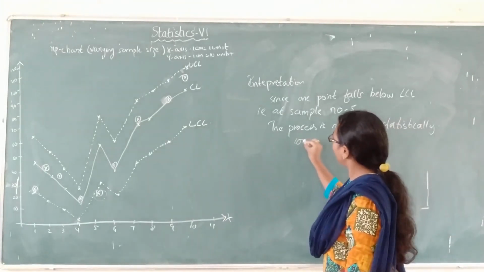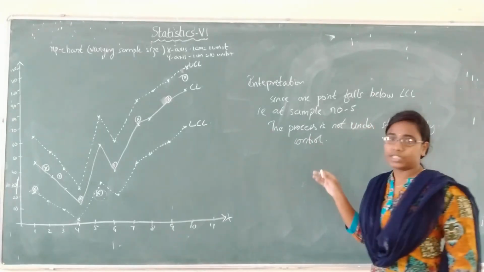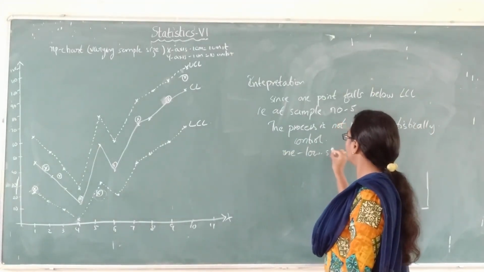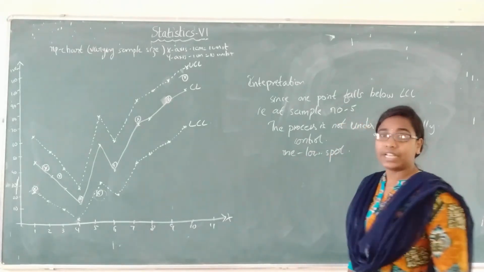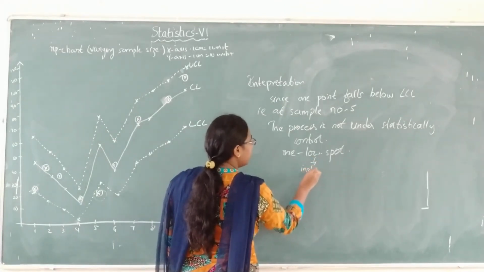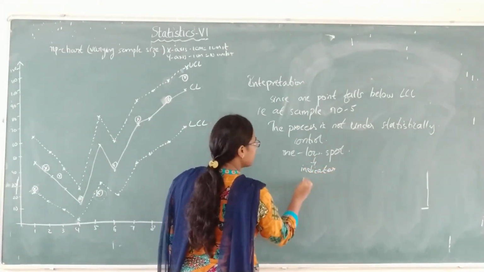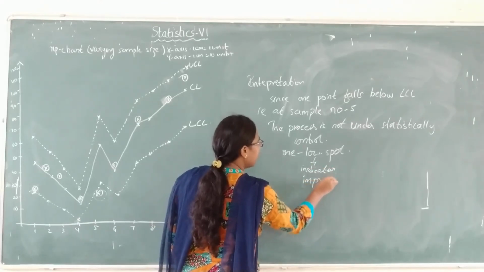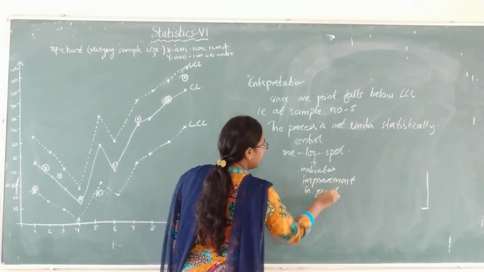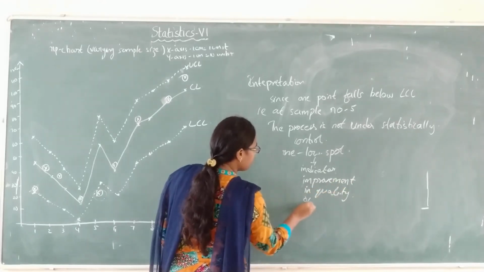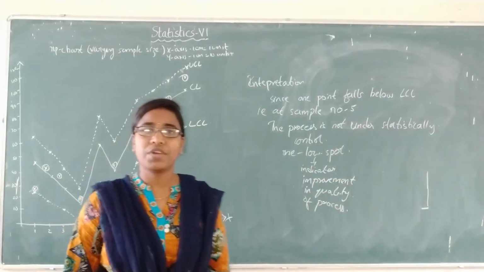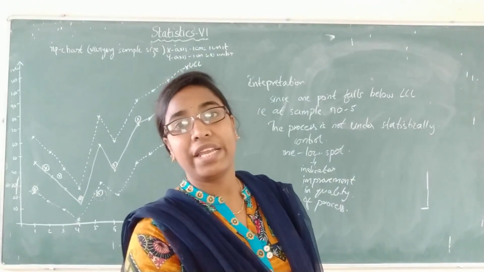Though it is not statistically under control, there is one low spot. What does the low spot indicate? It indicates that there is an improvement in the quality of the production process. So this is the construction of NP chart for the varying sample size.